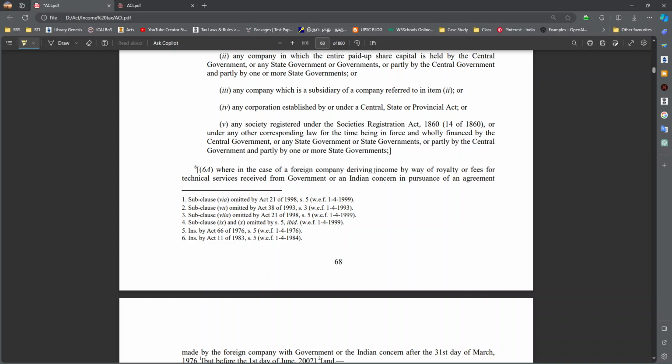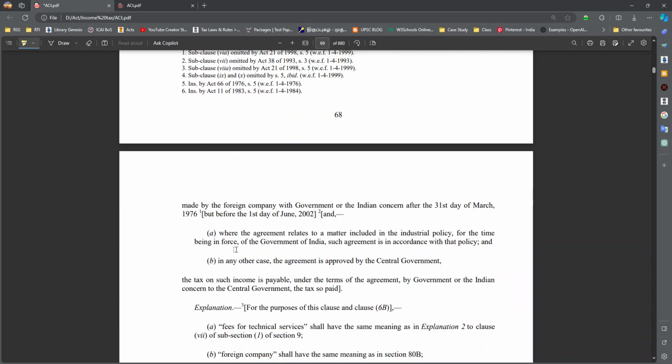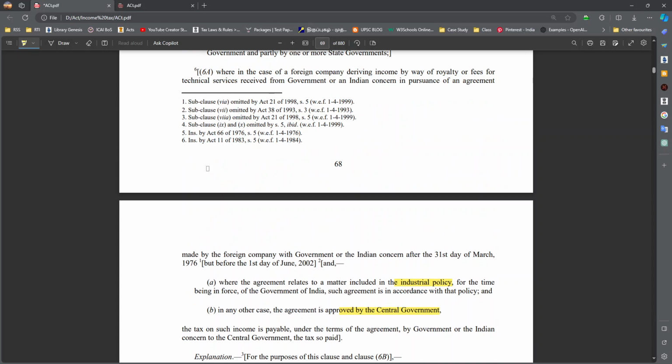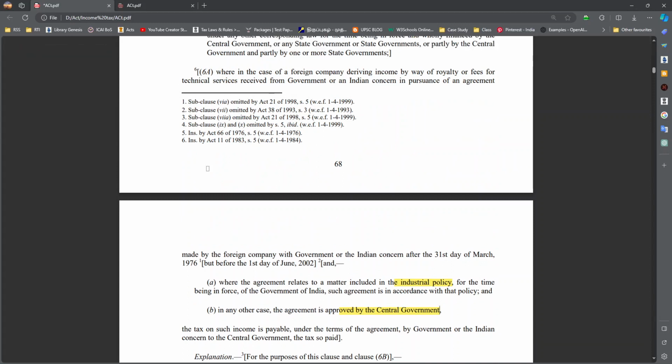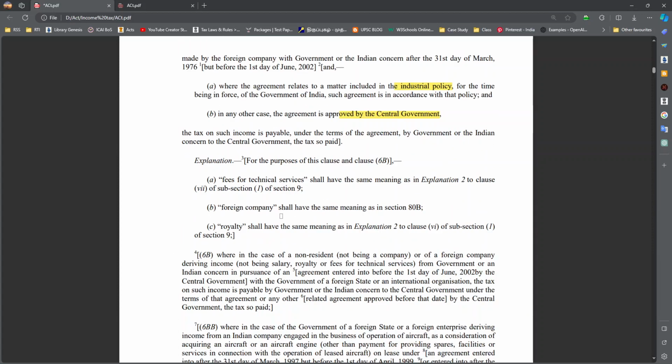Where in the case of a foreign company deriving income by way of royalty or fees for technical services received from the government or an Indian concern in pursuance of an agreement made by the foreign company with the government or Indian concern after 31st March 1976, relating to matters including industrial policy for the time being in force, the government of India approves such agreements according to the policy, or in the case of an agreement approved by the government. So there may be a policy where the foreign company earns royalty or technical fees from the government or an Indian company owned by the government because of the industrial policy, and such agreement is made after 31st March 1976 but before 1st June 2002. Within this period, if they got any income, then it is not taxable. After that, it is taxable. And tax of such income is payable under the terms of the agreement by the government or Indian concern.